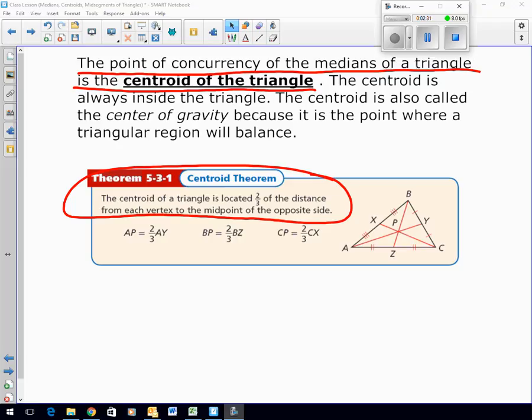When I draw my median line all the way across here, that median line, AY, the distance from A to P is 2/3 the distance from A to Y. So if A to Y is 3, A to P is 2. P to Y would be 1. Same thing for these other medians. Where these three medians intersect is called the centroid.